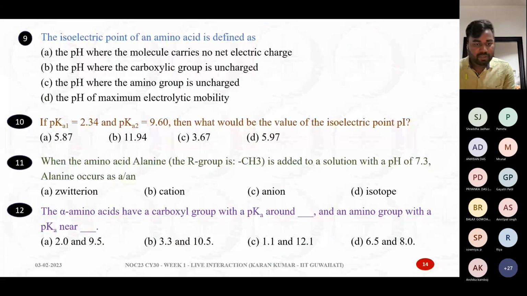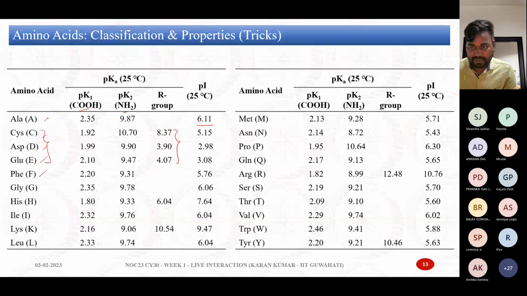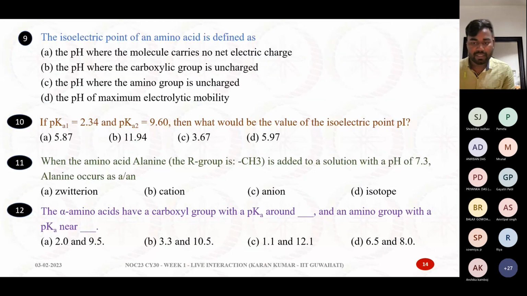So based on this understanding, whatever I have discussed here, the different pK1, pK2 value and R group, I have designed some questions here. So try to answer this question. The isoelectric point of an amino acid is defined as the pH where the molecule carries no net charge, or the pH where the carboxylic group is uncharged, amino group is uncharged, or the maximum electrophoretic mobility. So can somebody answer?